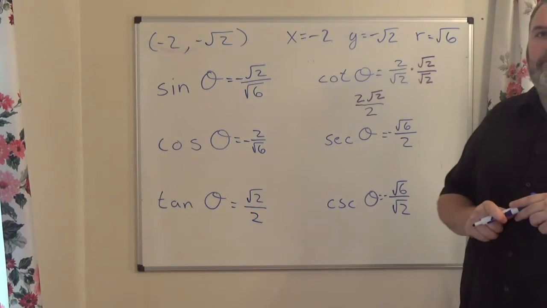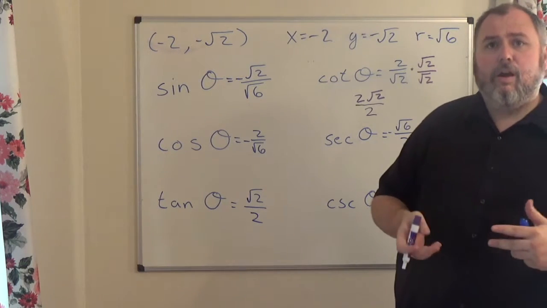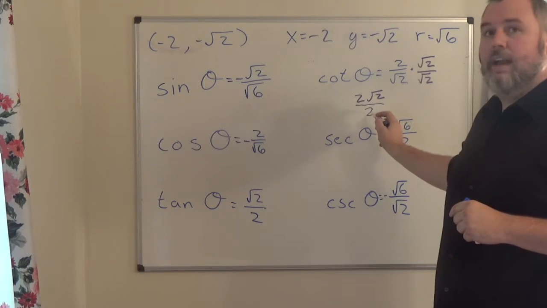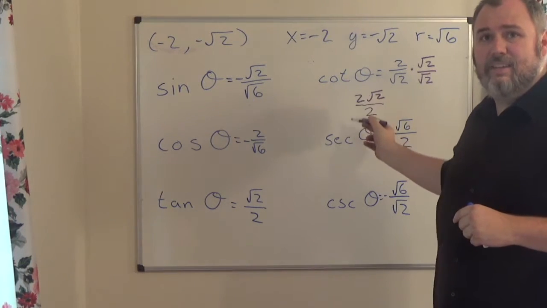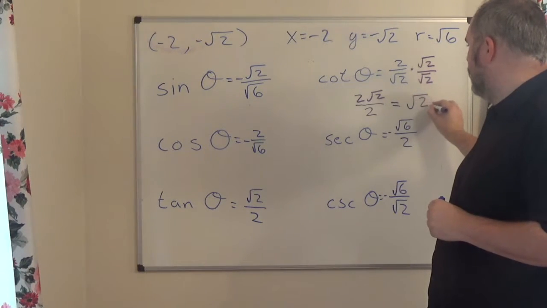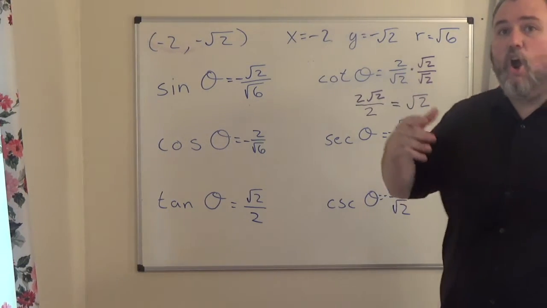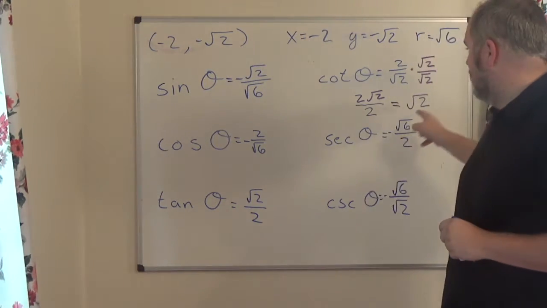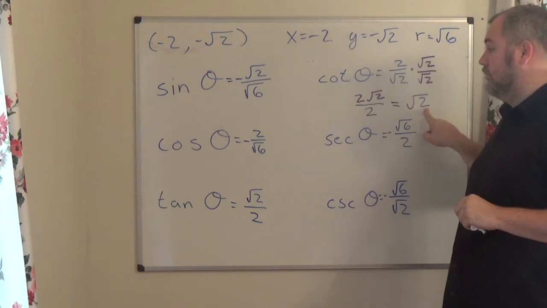So now we've got something here. We can actually take it a little bit farther. What do we notice going on? Well, we have a 2 being divided by 2, so these things cancel out. And we find out that it's the square root of 2. So technically, our real answer for cotangent of theta is the square root of 2.